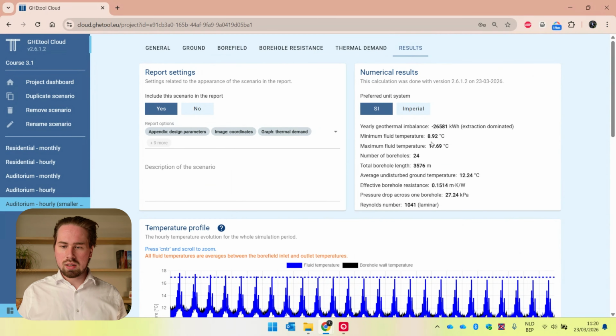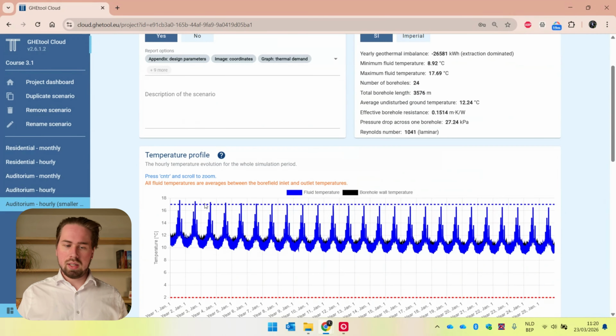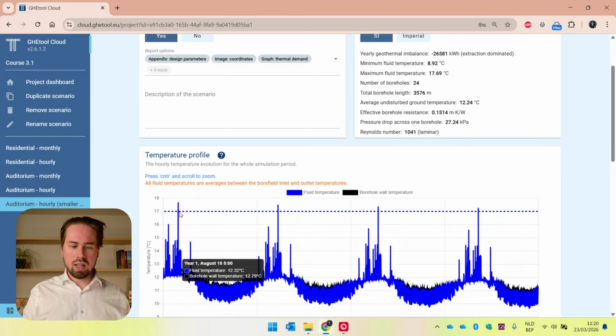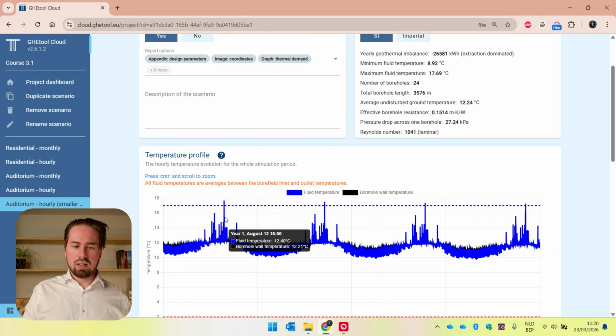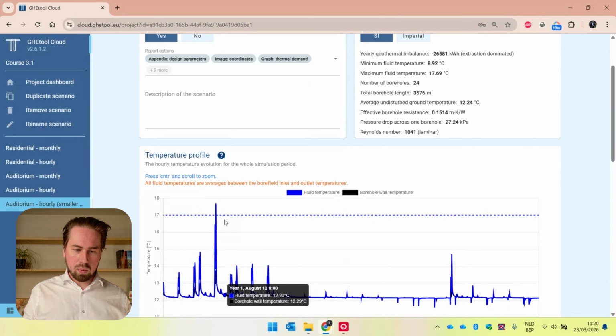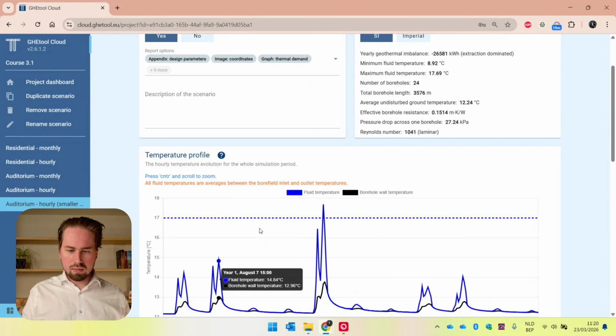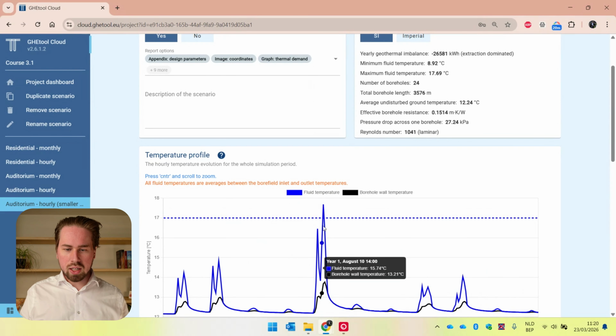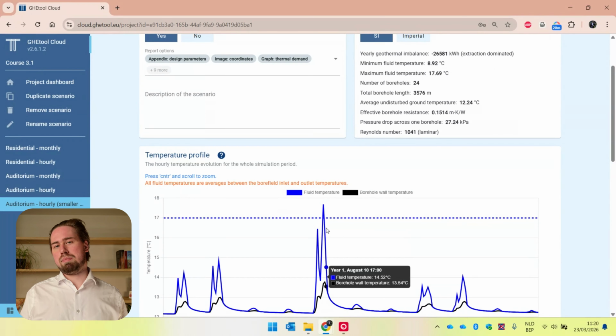And in our results, we see, okay, we're now way above our 17 degrees limit. But since we have an hourly simulation, we can actually zoom in and see how critical that is. And as you can see here, we cross our limits, but it's only, let me check, 1 hour of the simulation period. And the peaks and the hours below, we are already below the 17 degrees. So in this case, you could argue, well, we can work with 24 or perhaps even 22 boreholes.